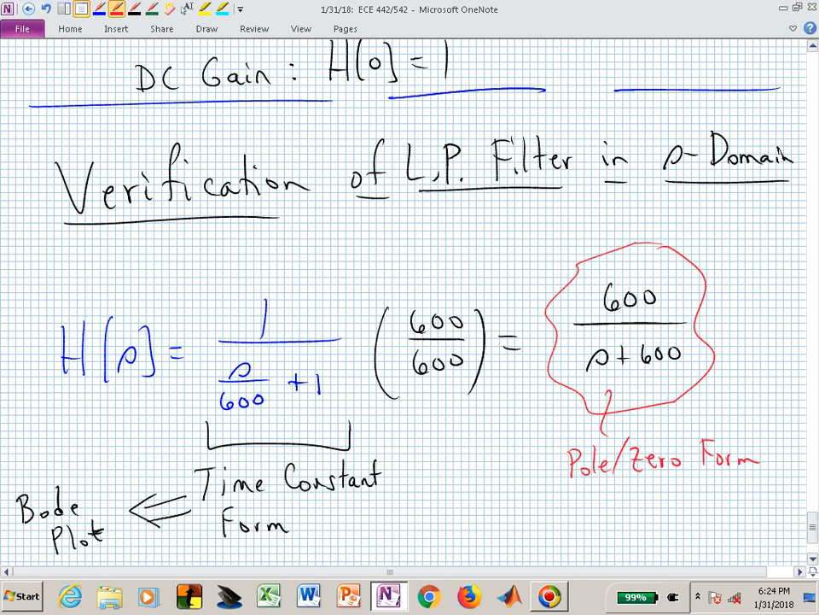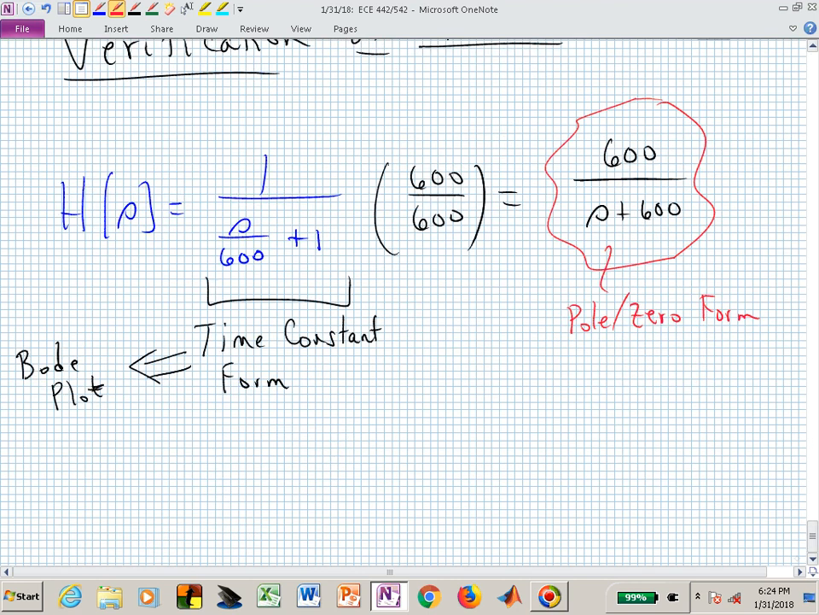Where this is now in the pole zero form. We have pole factors and zero factors. We can immediately evaluate the denominator and figure out where our pole is located. We just find the values of S that cause the denominator to vanish. How many finite zeros do we have? Do we have any finite values of S that cause the numerator to vanish? No. So we have no finite zeros.